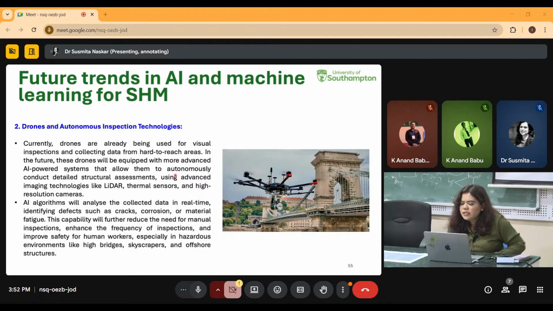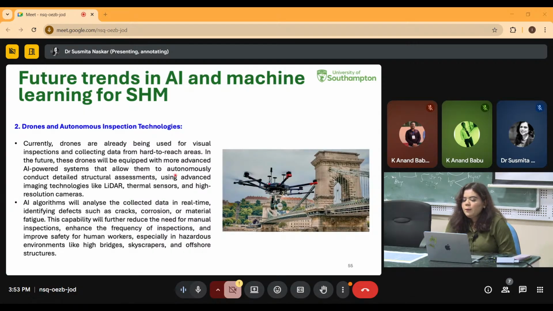So those kinds of things can actually be taken care of, and this will allow them to autonomously conduct detailed structural assessment rather than going there or measuring manually. This will actually help to do that without, as I said, much human control. We cannot say that we are definitely out of human control. We definitely do need human control, but not constant human control, or less human control. Somewhere we are saving that, right?